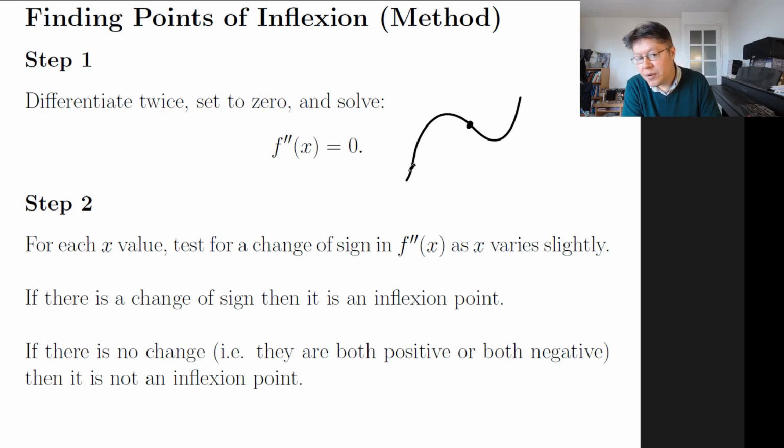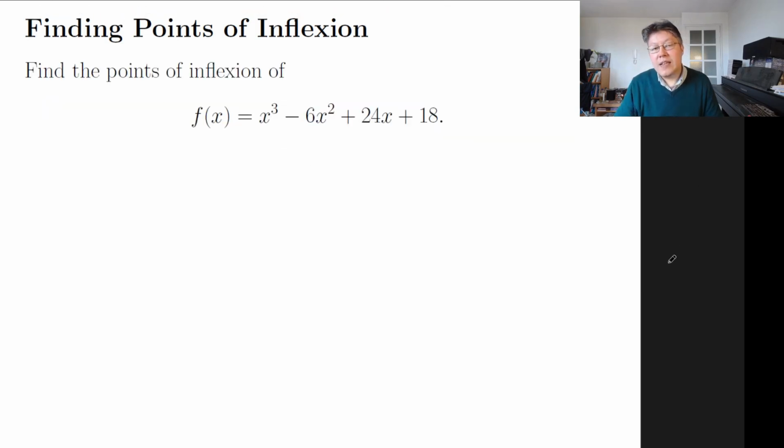So the inflection point is the point where it changes from a concave bit to a convex bit. And at that point, we should find that the second derivative is 0, but that doesn't guarantee that it's an inflection point. We must test for change of sign. Okay, so let's apply these two steps to the cubic.